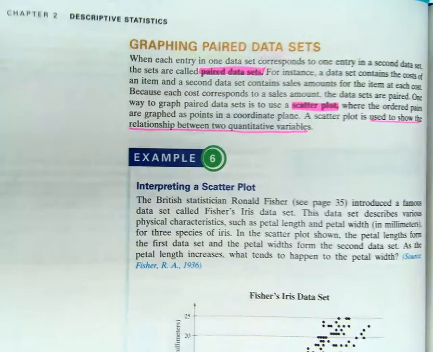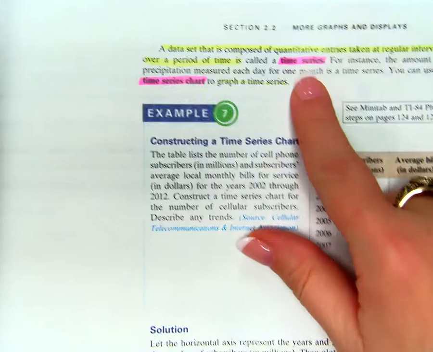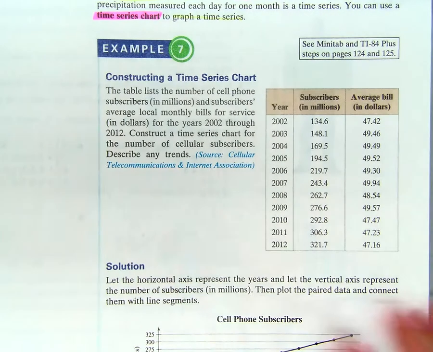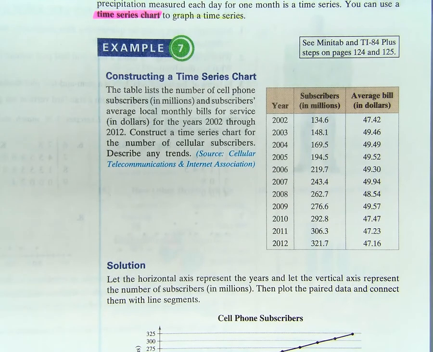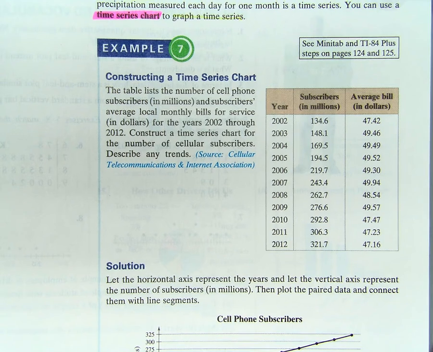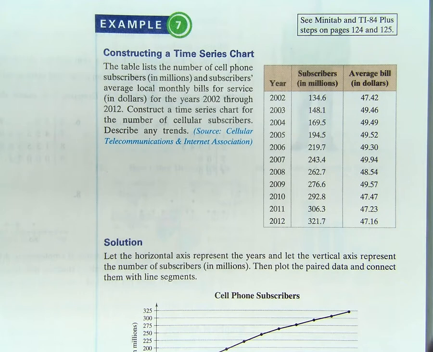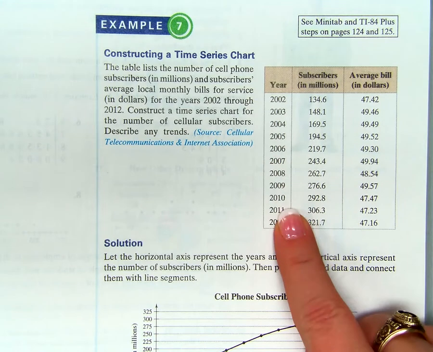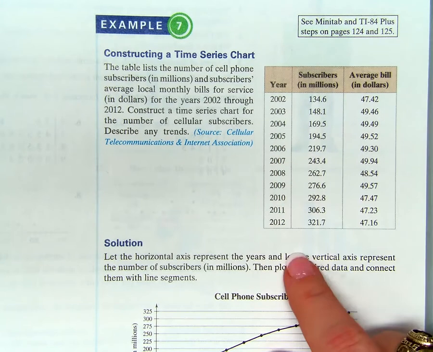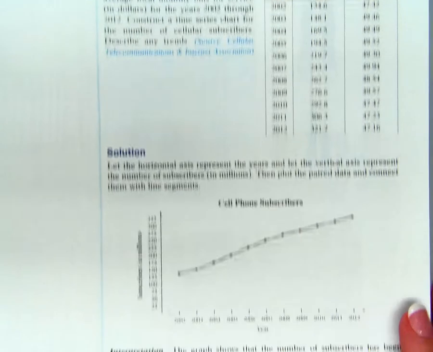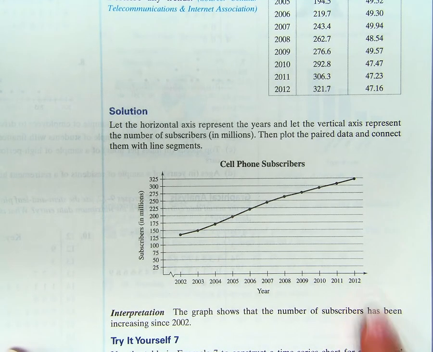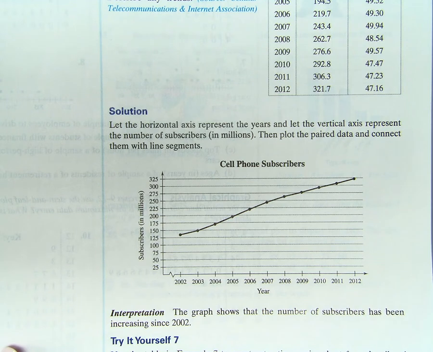Okay? All right. Then there's a time series. Sometimes they're called timelines. You've seen these before. A time series or a time series chart is a data set that's composed of quantitative entries taken at regular intervals over a period of time. So like in this particular chart right here, it's taken every year. So both subscribers and average bill are taken every year so that we're able to graph it on a time chart or a time series. Does that make sense?